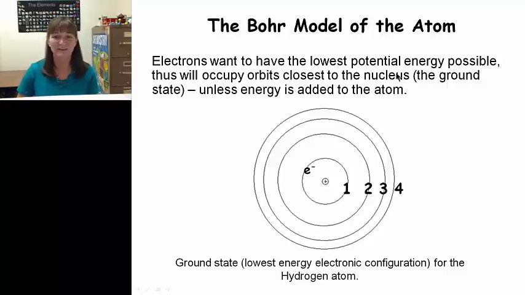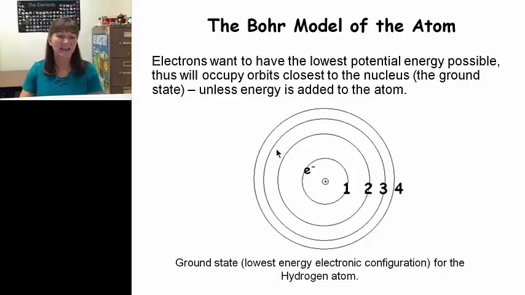Electrons want to have the lowest potential energy possible. Thus, they will occupy orbits closest to the nucleus, which we call the ground state. When electrons are as close to the nucleus as they can get, then we dub that the ground state of the electron, unless energy is added to them. So let's look at this picture of hydrogen again. Here's my hydrogen proton in the nucleus, and here's my electron in my first orbit. That's as close as that electron can get to the nucleus. We would consider this the ground state because it's as close as it can get.